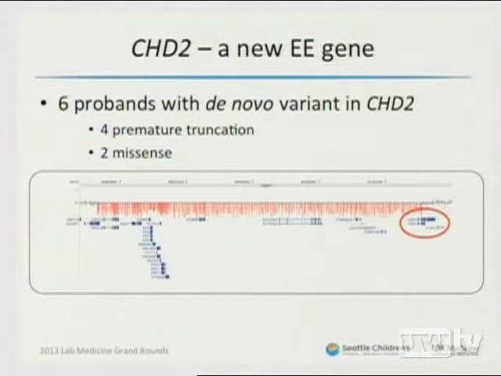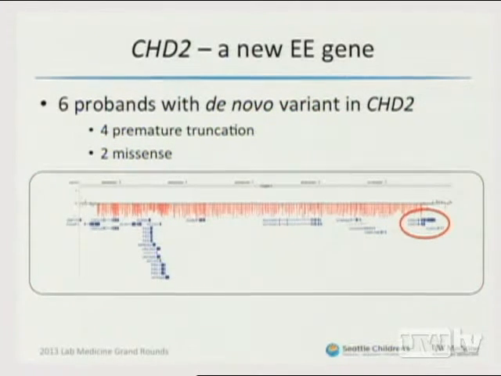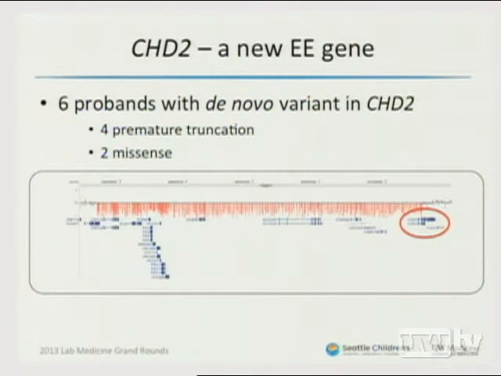So the first of these, and the one we're most excited about because we think it's truly novel, is CHD2. So we found 6 probands in our cohort, so a little over 1%, with a de novo mutation in CHD2. And 4 of these were clearly damaging mutations that truncated the protein, and 2 of them were missense mutations. And if you remember, I showed you a large deletion in a patient from our CNV study where the breakpoint of that deletion was right in the CHD2 gene.